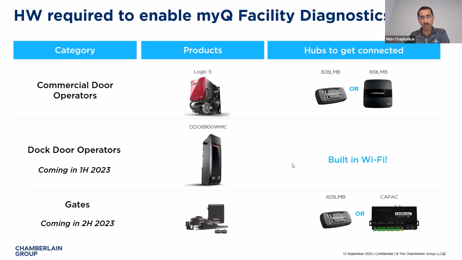What we are working on is, if a gate is not connected to a CAP device, you will be able to connect it to Wi-Fi or to Ethernet using these hubs, and then you can connect it to MyQ facility and start getting notifications. So that's what we are working on. Does that answer your question?